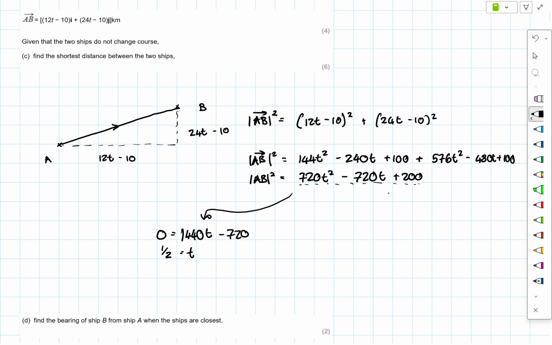The other way is by completing the square, which is a lot less convenient, but also possible. We get t squared minus t in here. We'll just leave the 720 outside, and then I could complete the square in here: t minus a half squared, minus a quarter, plus 200. What's a quarter of 720? 180. So this is 720 times (t minus a half) squared, minus 180, plus 200.